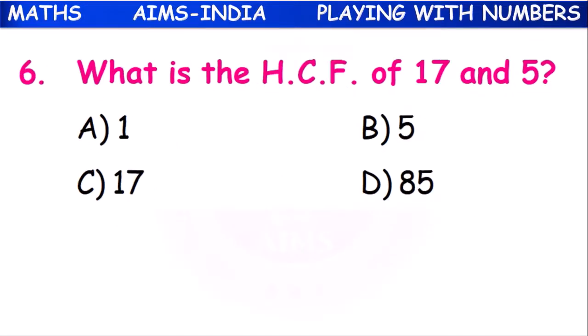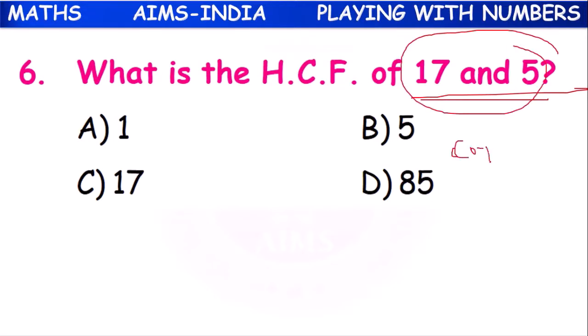Next. What is the HCF of 17 and 5? Just now, in the previous question, we have seen 5 and 17. Their nature is that they are co-prime. Why are they co-prime? They have only 1 as a common factor, and that will be the highest common factor. So the HCF of co-primes is always 1. So 1 is the correct answer, A option.